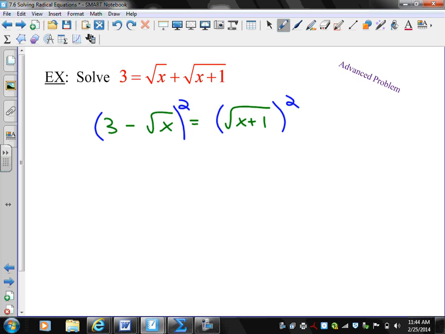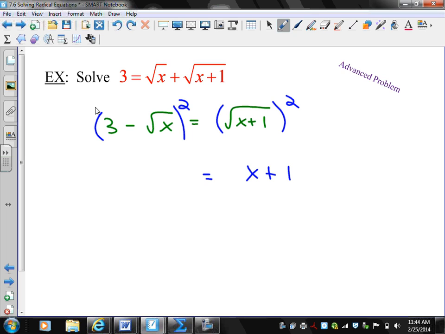And the right side's nice and easy. This is just going to be x plus 1, right? That just unwraps beautifully. On the left side, this is not nearly so nice. This is not as simple as 3 squared minus x, right? It's not just 9 minus x. We have to FOIL that out.